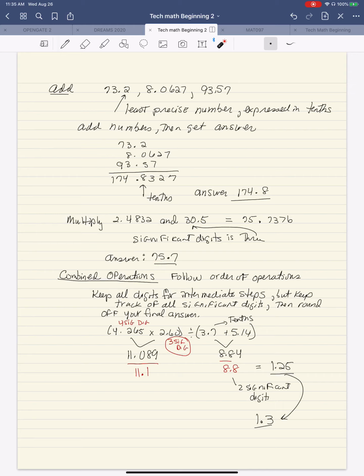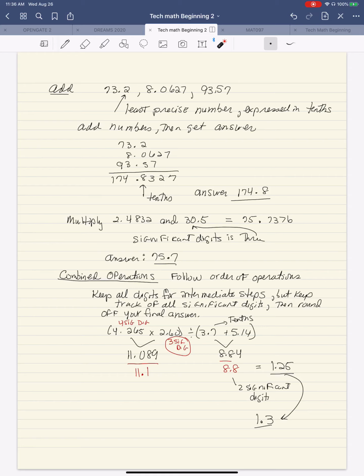Combining operations. Follow the order of operations, keep all digits for the intermediate steps, but keep track of all significant digits, then round off your final answer. So if I have 4.265 times 2.60 divided by parentheses 3.7 plus 5.14, this is multiplication, so I'm looking at significant digits. This has 4, this one has 3, so when I multiply it, this is only going to have 3, 11.1.